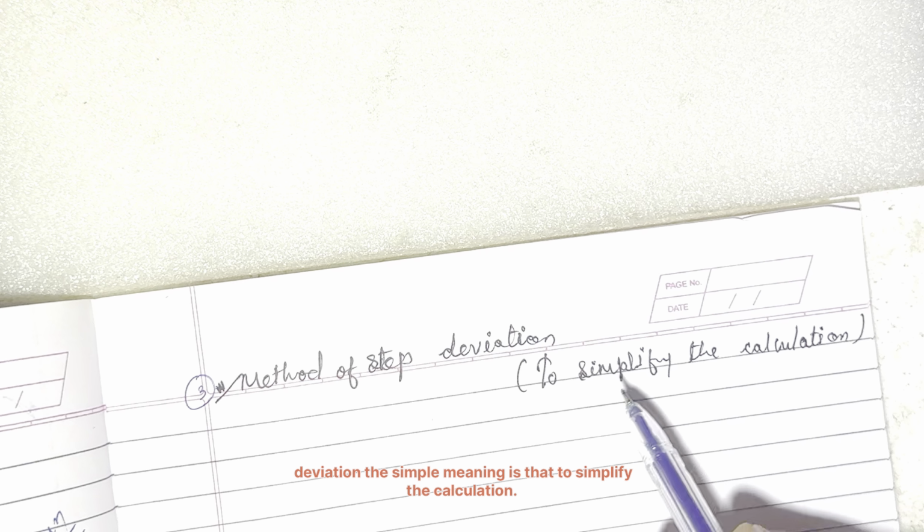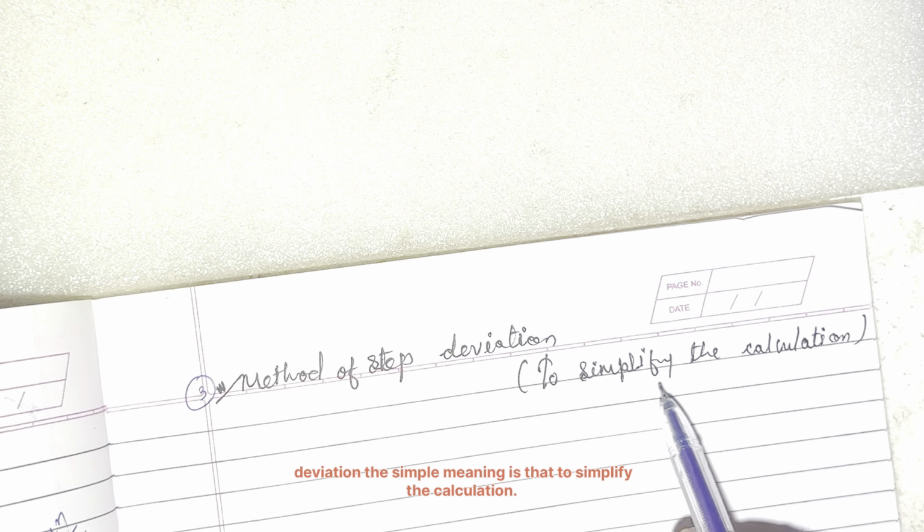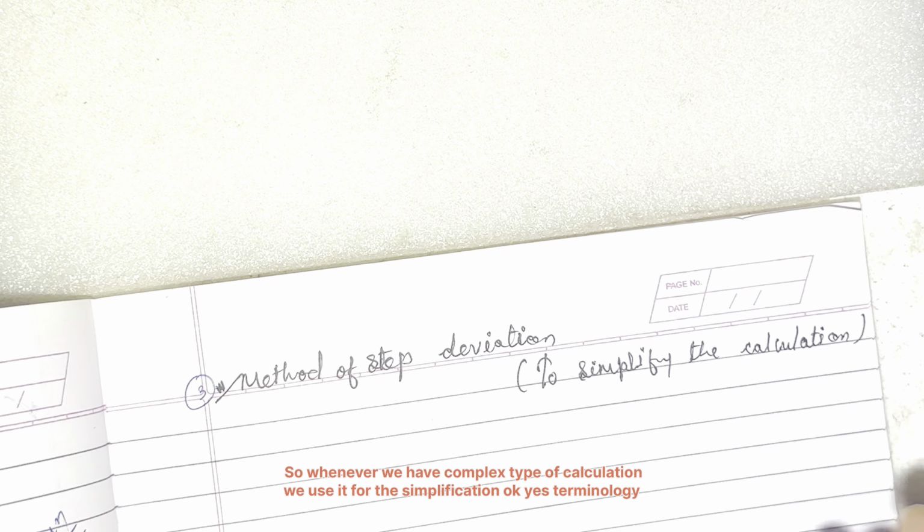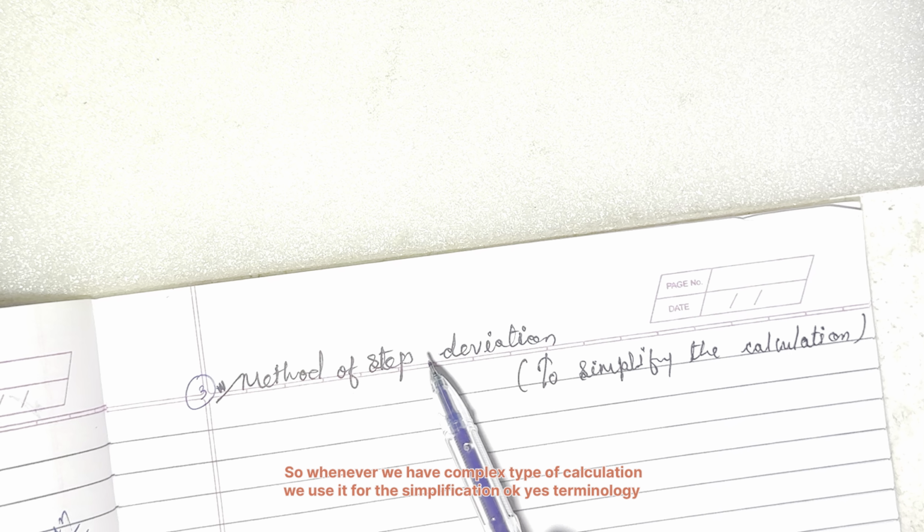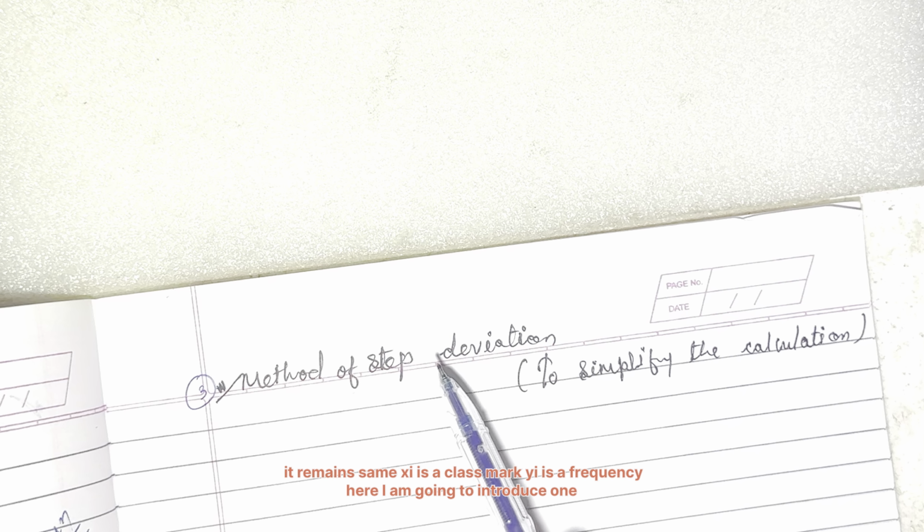Okay, actually what is the use of method of step deviation? The simple meaning is to simplify the calculation. So whenever we have complex type of calculation, we use it for the simplification. Yes, terminology remains the same. Xi is a class mark, Fi is a frequency.